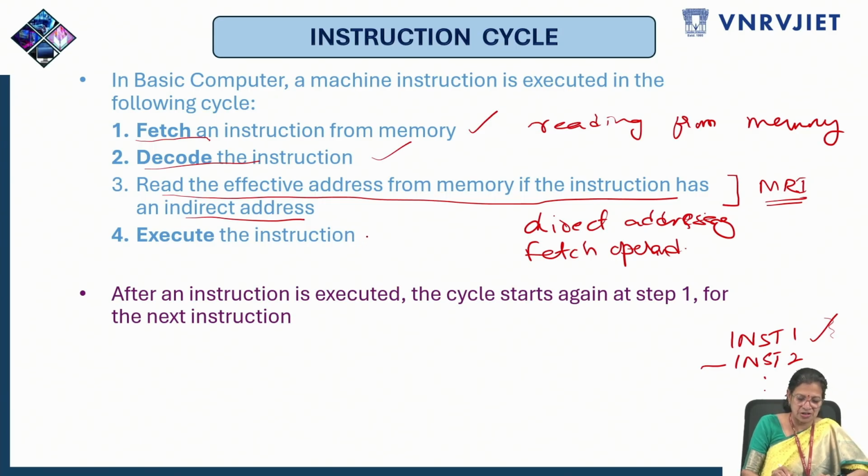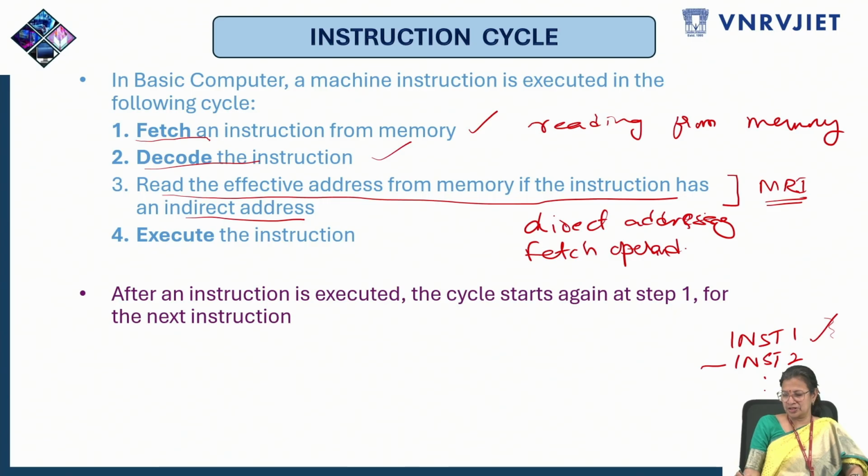The next step is executing the instruction. So in short, the instruction cycle consists of fetching an instruction, decoding the instruction, fetching the operand, and executing the instruction. These are the steps, the sections of the instruction cycle. After an instruction is executed, the cycle starts again with step 1.